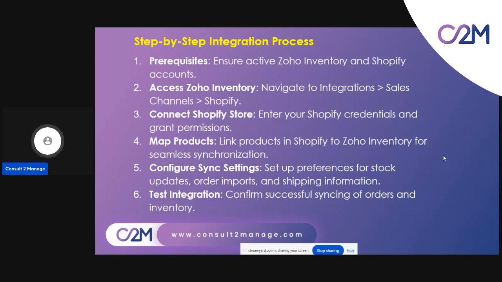Prerequisites: ensure you have an active Zoho Inventory account and a Shopify account. Then you have access to Zoho Inventory. You go to integrations, sales channels, and then Shopify. Then we connect Shopify stores. We can put in the credentials and grant permissions. We can map products, linking products in Shopify to Zoho Inventory for seamless synchronization. We configure sync settings, setting up preferences for stock updates, order impacts, and shipping information. We then test the integration, which confirms successful syncing of orders and inventory.